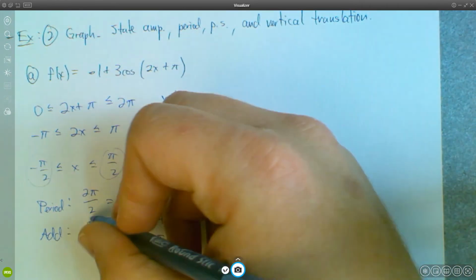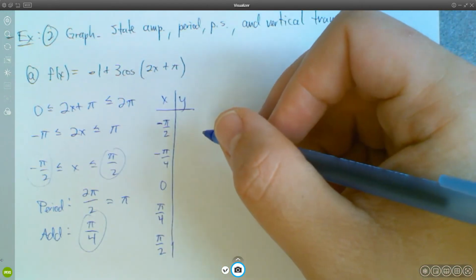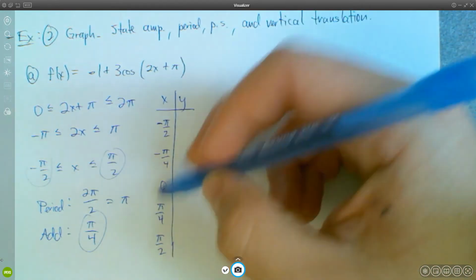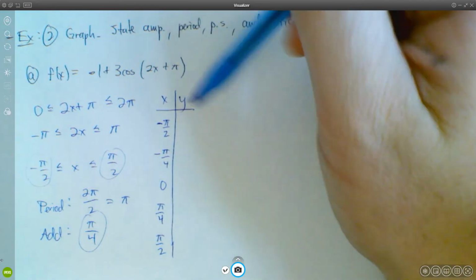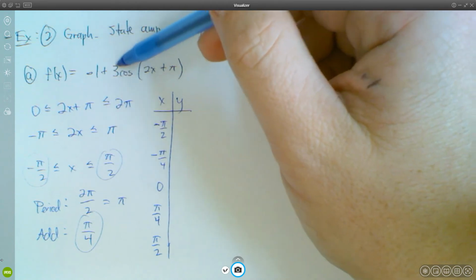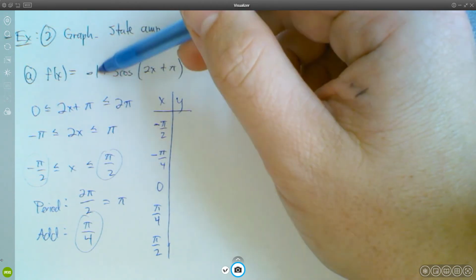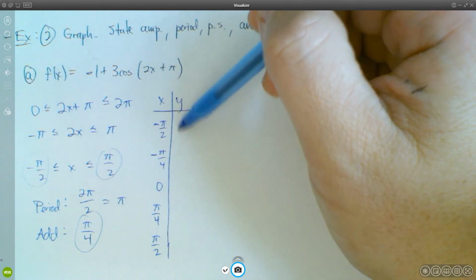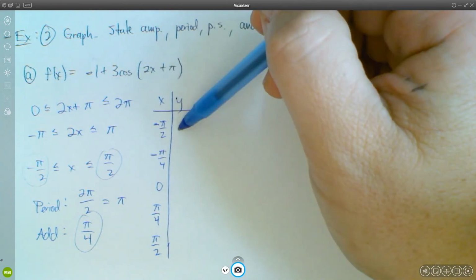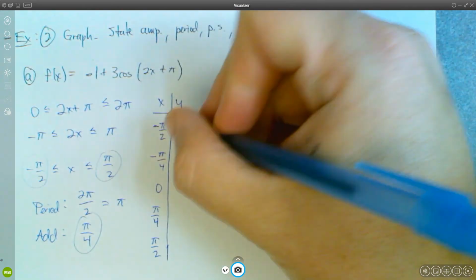So I'm getting that by adding pi over 4. Okay, so that's taken care of. Now, for my outputs, I need to do 2 things. I need to multiply them by 3, and then I need to subtract 1. For cosine, I'm usually starting at 1, but now I'm going to multiply by 3 and get 3, and then I'm going to subtract 1 and get 2.